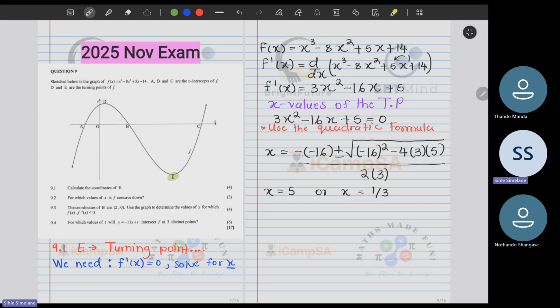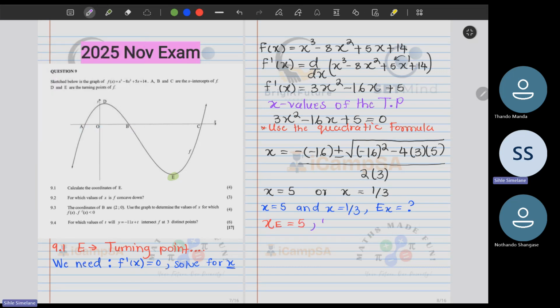And have a look. So now we are looking for the coordinates of E. So between x is 5 and x equals 1/3, which one is the x-coordinate of E? So if you observe carefully, E is on the right. So it means the x of E is 5, okay? So the x of E equals 5.